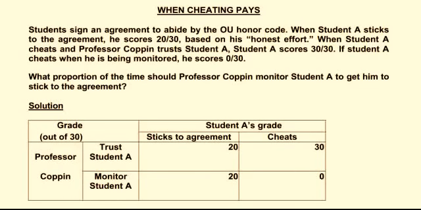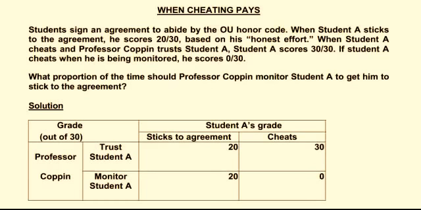Students sign an agreement to abide by the university honor code. When student A sticks to the agreement to abide by the honor code, he scores 20 out of 30 based on his honest effort. When student A cheats and the professor trusts the student, he scores 30 out of 30. When the student cheats and he is being monitored, he scores 0.